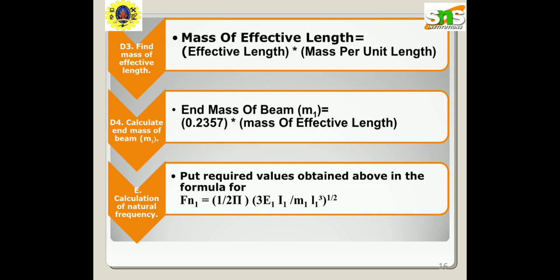So the calculation of natural frequency is from the basic frequency equation: f equals 1 over 2 pi times the square root of 3EI divided by M1 L1 cubed.